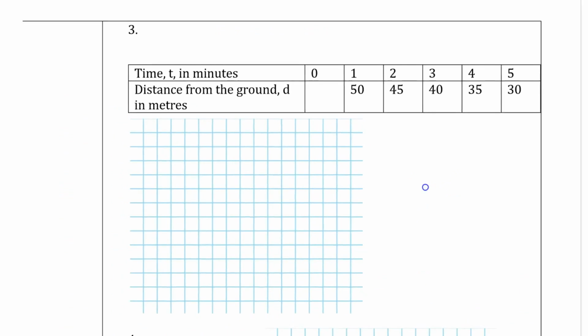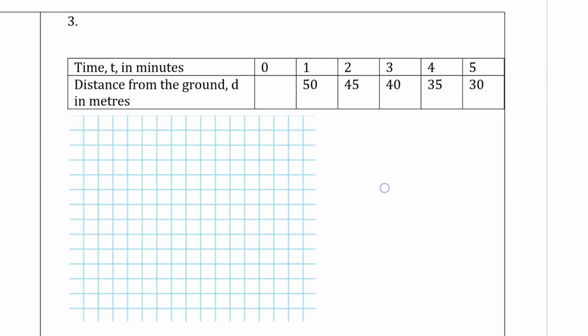What about this one? Let's think about it before we even graph it or anything. Time in minutes and distance from the ground, d, in meters. Can you have 1.5 meters? Yes, you can. Can you have 7.253 minutes? You bet we can. So this is called continuous. It's continuous data, so we will connect the dots or the data points.